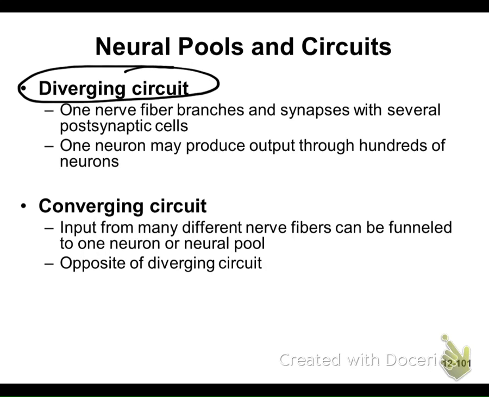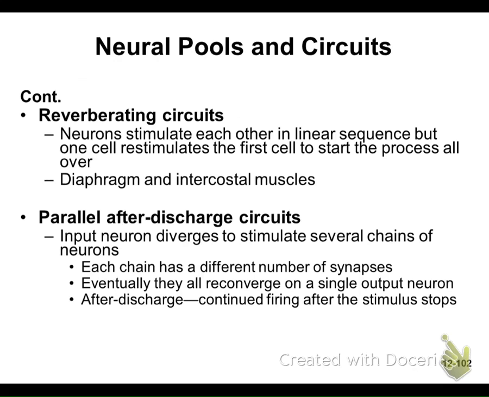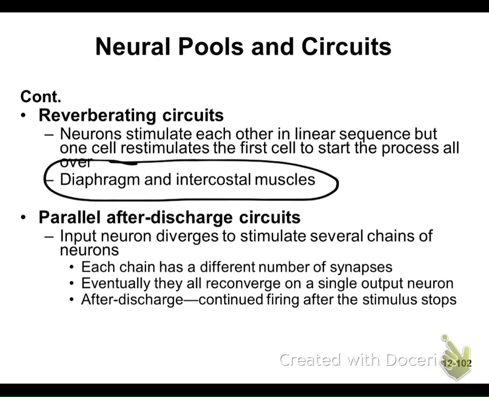Other circuits within your body are going to be converging circuits. What does that suggest? Many incoming signals perhaps are converging onto a single neuron, and that neuron might be an interneuron that is receiving thousands and thousands of signals simultaneously. There are also reverberating circuits, and this is what's going on with your highly repeatable things like your diaphragm and your intercostal muscles. Those things which are occurring with you in a rhythmic way constantly.